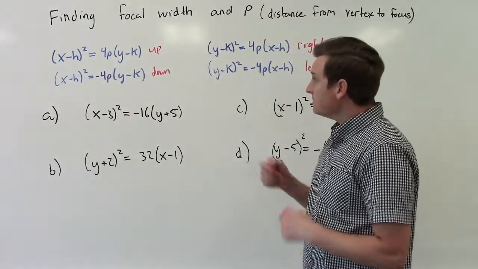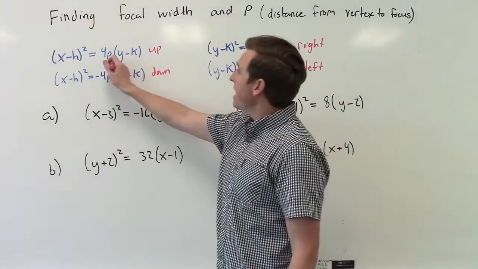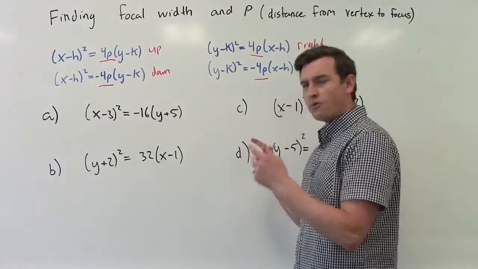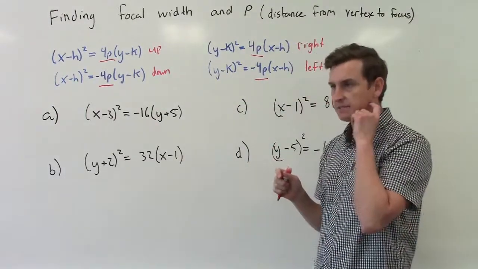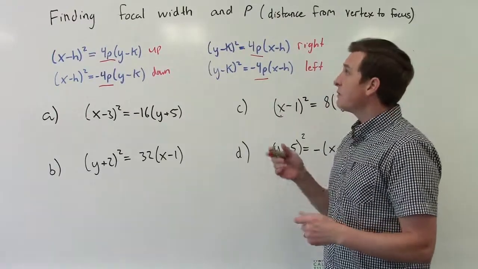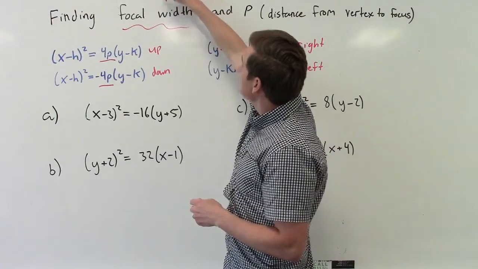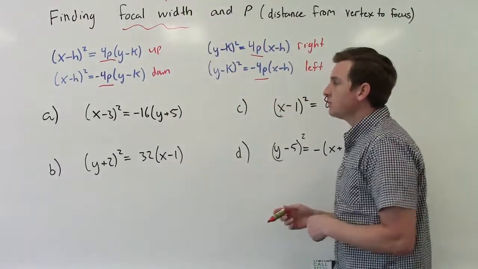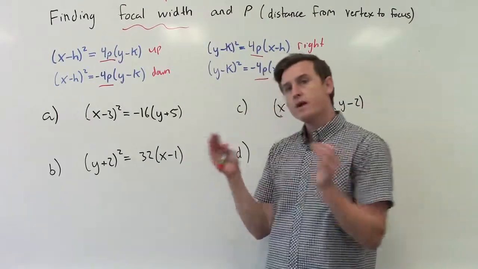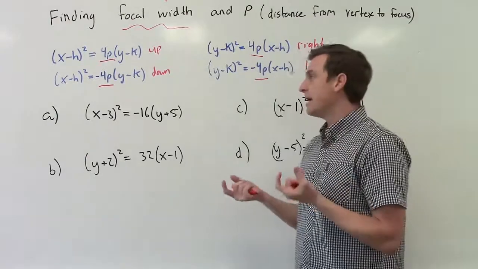So if you notice in all of these different equation forms, they have this 4p piece. Sometimes it's a positive number, sometimes it's a negative number, but there's that 4p piece there. So when we're talking about focal width, what we're really looking for is 4p. We're looking for this number right here, and because we're talking about a width, which is like a distance, we're going to disregard the negative. We don't really need that piece.